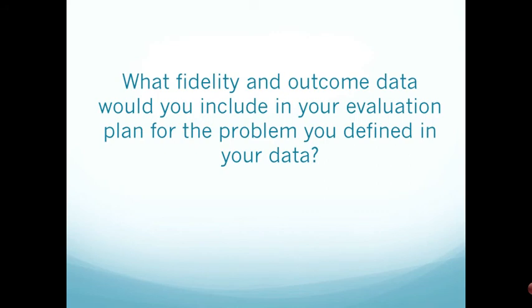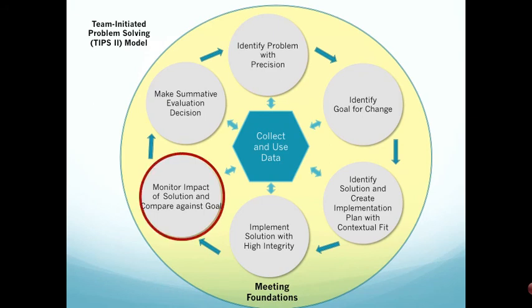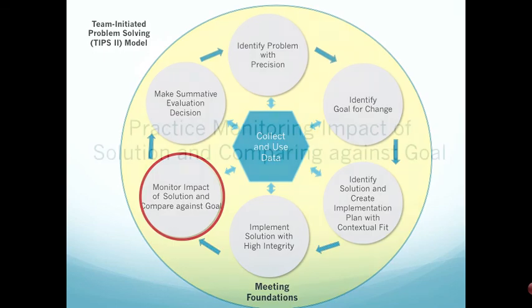Now look at your precisely defined problem, your goal, and your solutions, and identify what fidelity and outcome data you would need to gather to be able to answer the question of whether solutions were implemented as you'd hoped, and then whether or not you solved the problem. Pause the video while you think through this activity. Our next step is to implement our solutions with high integrity. Once solutions have been implemented and an adequate amount of time has passed, we need to ask whether or not we have solved the problem.